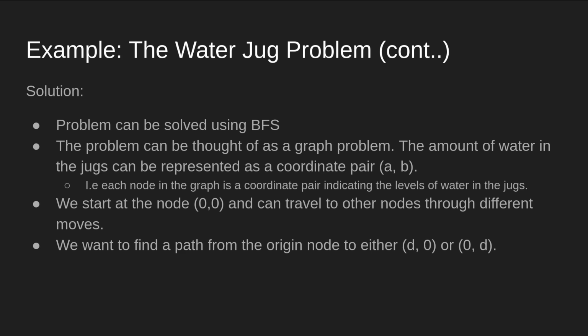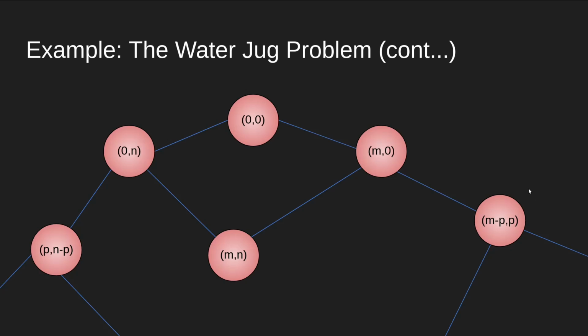It can actually be solved with BFS, and the problem can be thought of as a graph problem, where the amount of water in the jugs can be represented as a coordinate pair, A B, where A is the amount of water in the first jug, and B is the amount of water in the second jug. Each node in the graph would be a coordinate pair indicating the levels of water in the jugs. We would start at the node with coordinate pair 0, 0, aka 2 empty jugs, and then we can travel to other nodes through some different moves, like filling them, emptying them, or pouring. And we want to find a path from the origin to either the D 0 or 0 D node.